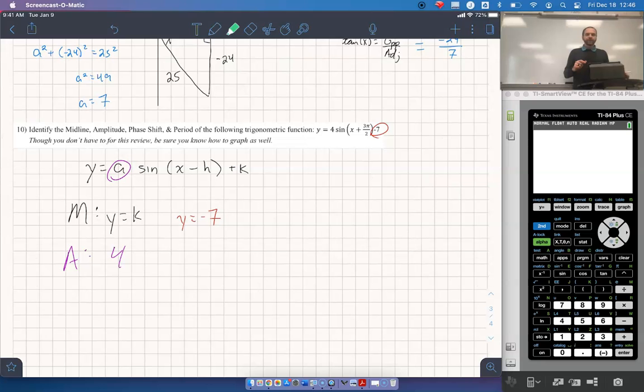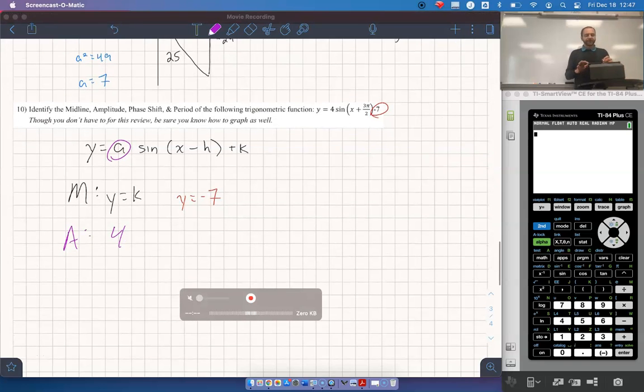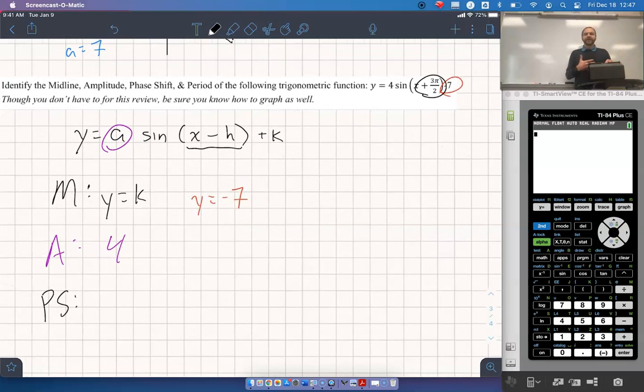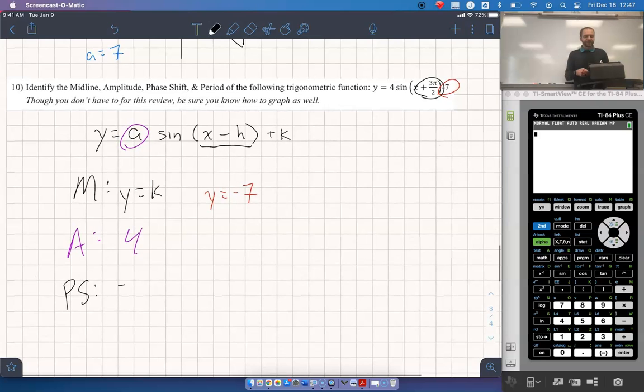And then you have your phase shift. Now when I'm looking at my phase shift, your phase shift is based off the h value, and it's kind of the opposite of what you see. So since this is the structure, and I see that it's a positive 3 pi over 2 there, then I'm going to realize my phase shift is negative 3 pi over 2.